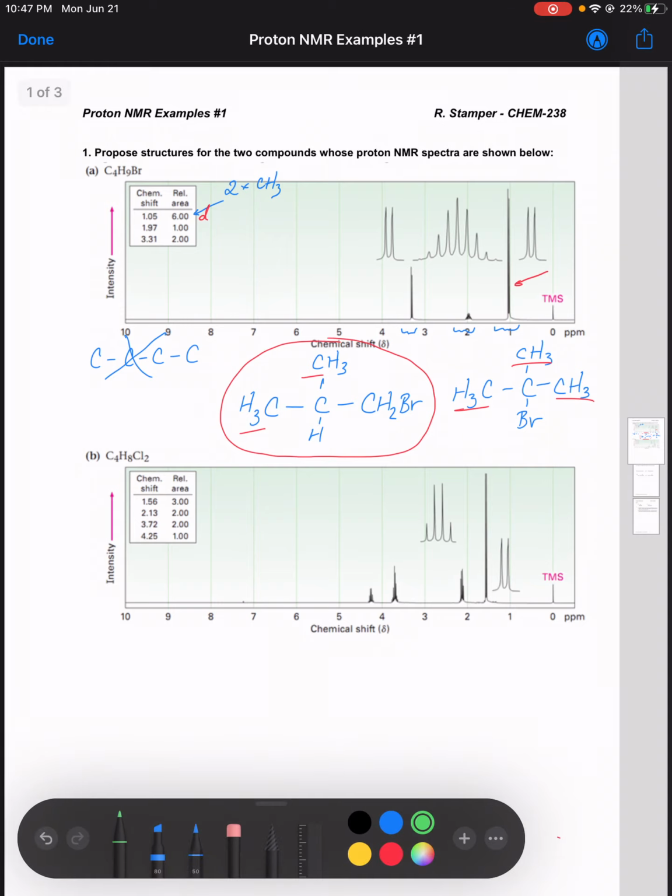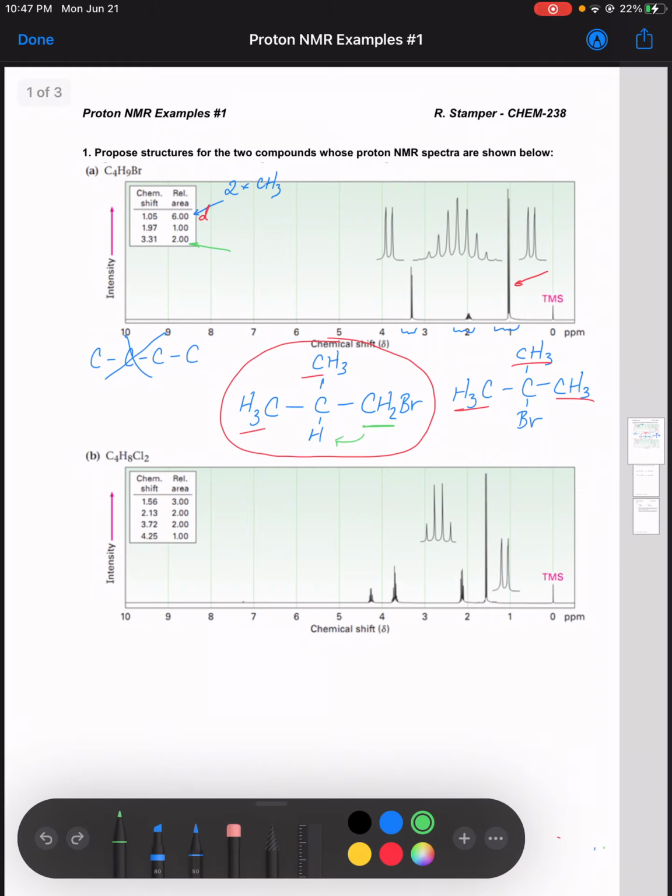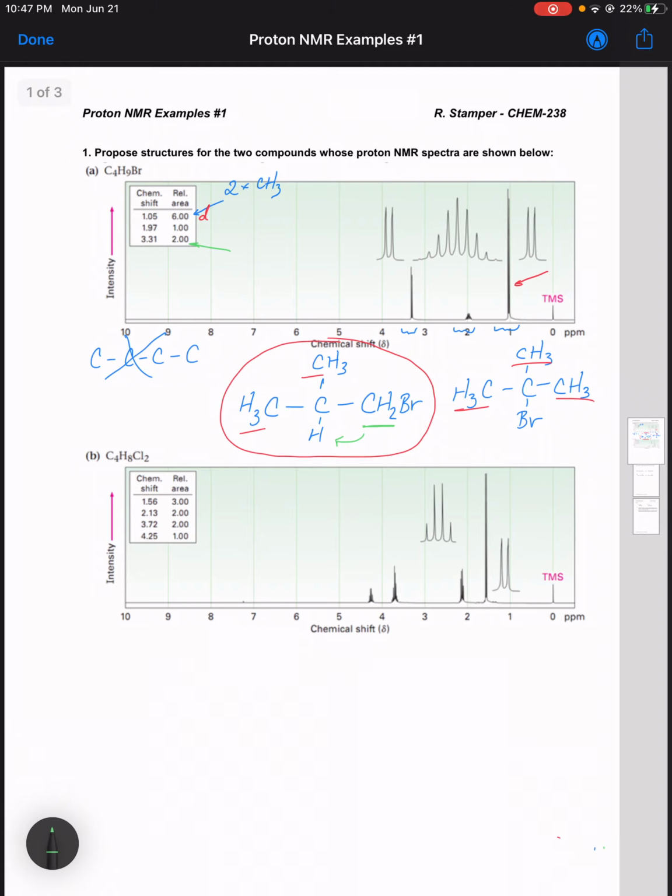We then have also a 2 hydrogen peak that's going to be seriously shifted because it's connected directly to a bromine. So we should expect that to be up pretty high, and we do see that here. That's going to be our 3.3 ppm shift. That peak is also split into a doublet because of that 1 neighboring hydrogen, the one in the middle. And so we have our 2 hydrogen doublet there.